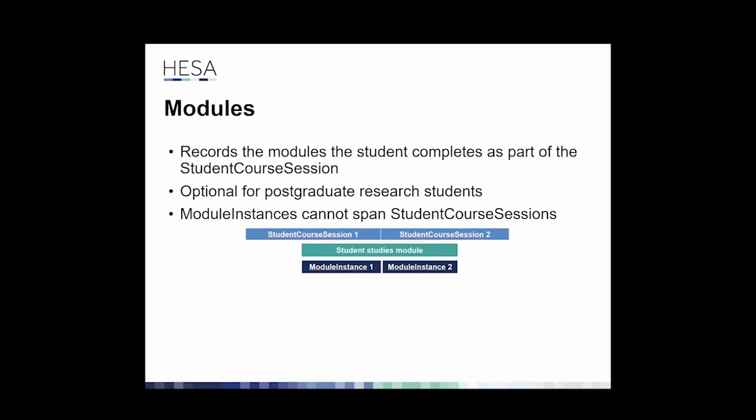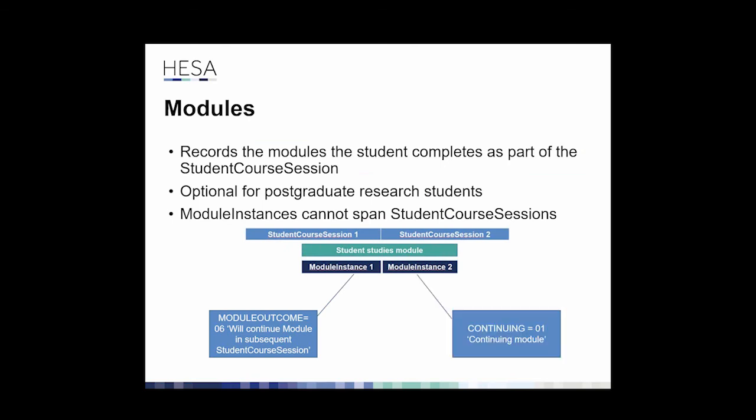relevant student course sessions. And in order to be able to see that that's going on, the provider would submit a couple of fields on those 2 module instances. So on the first one, the outcome of that module instance would say that the student is going to continue that module in a subsequent student course session. And for the second module instance, we'd have the continuing module field returned to indicate they're continuing it from a previous student course session. So we'd be able to see that whilst there are 2 separate module instances, they are a continuation of the same module.